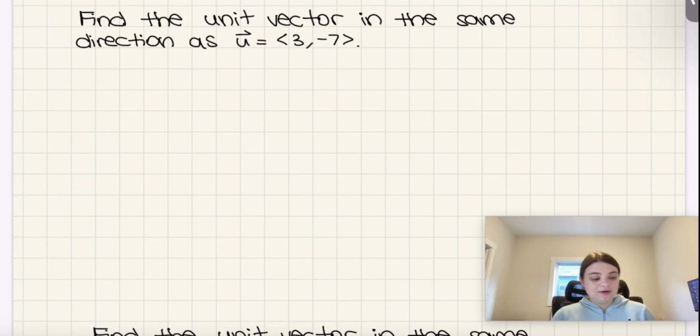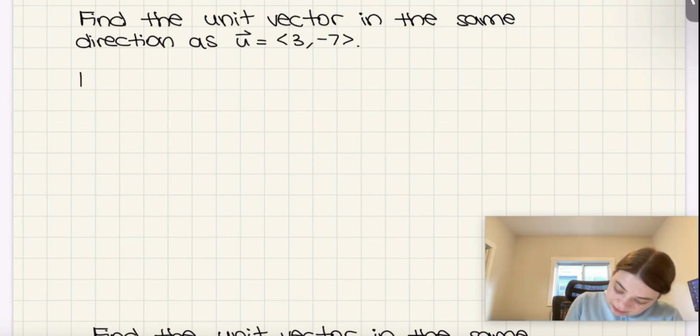All right, so to find a unit vector in the same direction, we essentially want to shorten the magnitude of this vector to make it length 1, but without changing the direction. We want the same direction. So the first thing I'm going to do is calculate the magnitude of the vector we have.